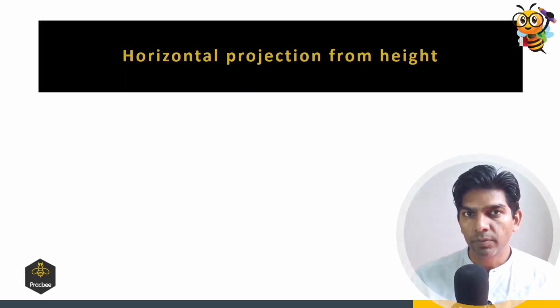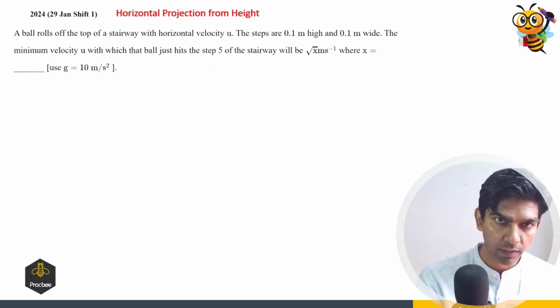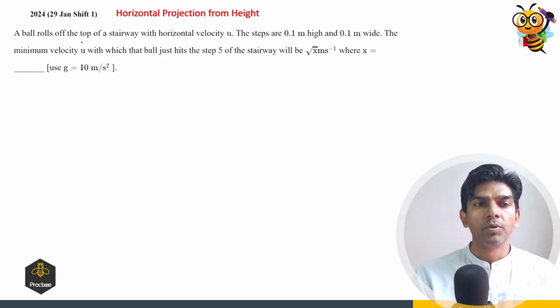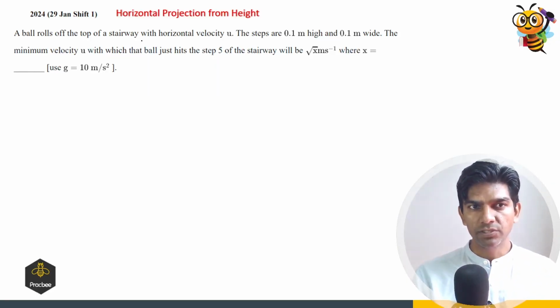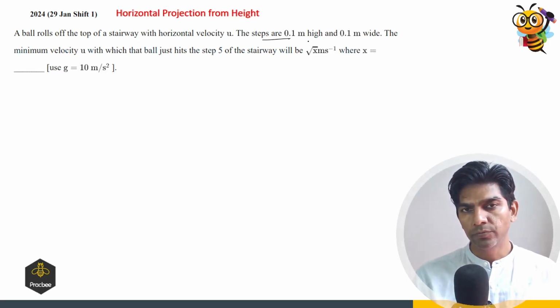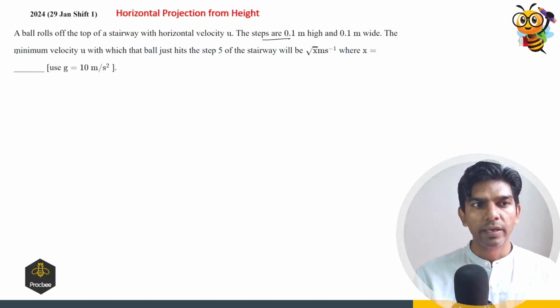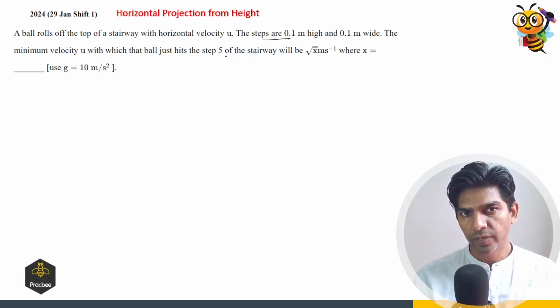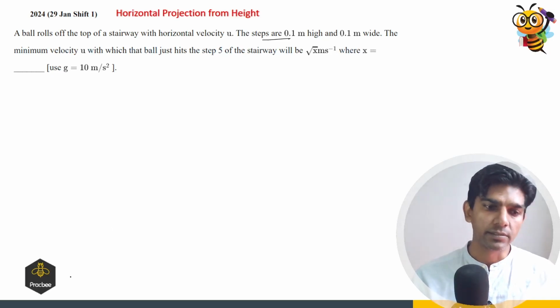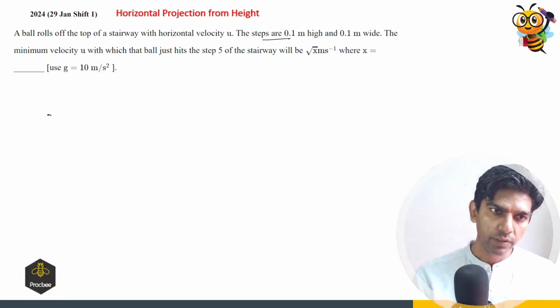Now let us see the next problem type where we are projecting a particle from a certain height horizontally. So let us see this question. A ball rolls off the top of a stairway with a horizontal velocity u. The steps are 0.1 meter high and 0.1 meter wide, and the minimum velocity u with which the ball just hits step 5 of the stairway will be root x meters per second, where x is. So we have a staircase like this.